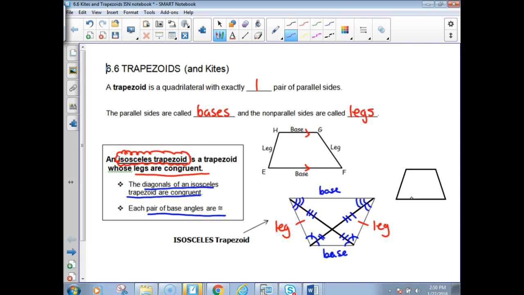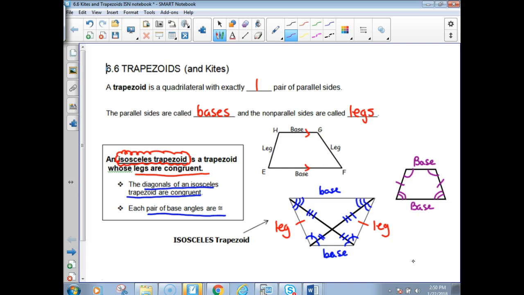Anyway, this is an isosceles trapezoid. And I thought it might be nice to show that the base angles are congruent on it. And here's what I'm talking about. That angle is congruent to this angle, and these two are congruent. That's what they mean by the base angles are congruent.